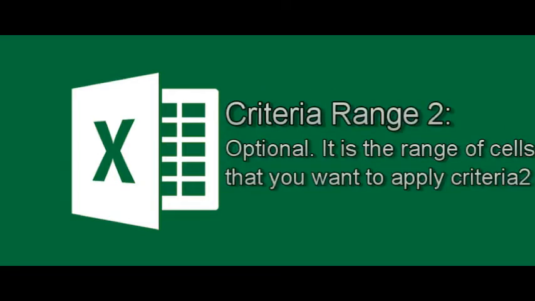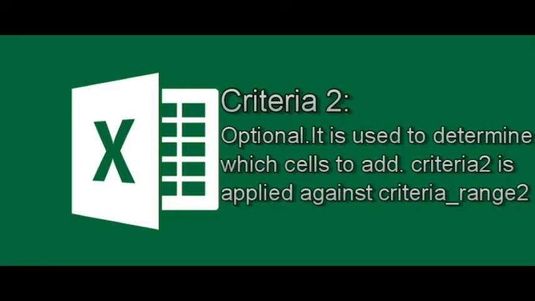And criteria_range2 and criteria_range n, this is optional. It is the range of cells that you want to apply criteria2 and criteria n against. There can be up to 127 ranges. Lastly, criteria2 and criteria n, this is also optional. It is used to determine which cells to add. Criteria2 is applied against criteria_range2, criteria3 is applied against criteria_range3, and so on.